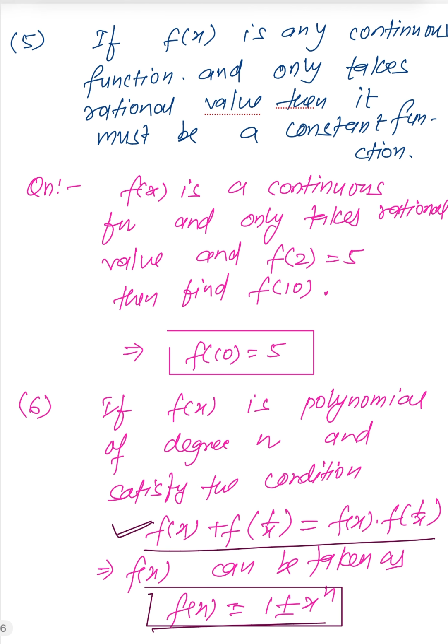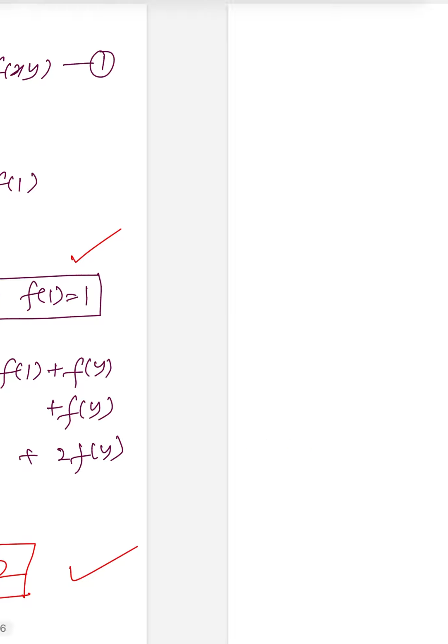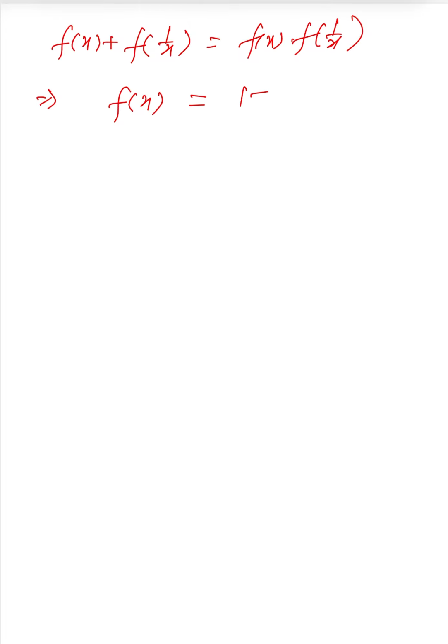this result 6. If you put f of 1 equal to 2, both will get cancelled and we get this functional equation. So as we know that any polynomial will satisfy the condition f(x) plus f of 1 by x is equal to f(x) into f of 1 by x, then we can take f(x) is equal to 1 plus minus x to the power n. Now we have to find n.